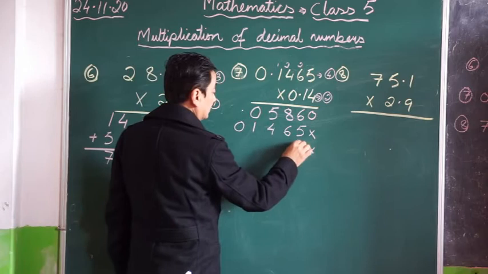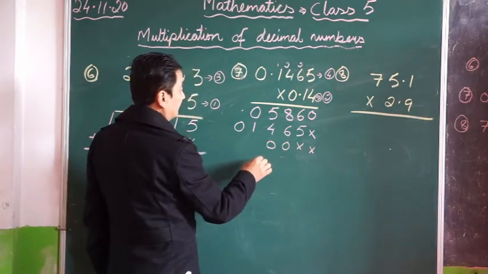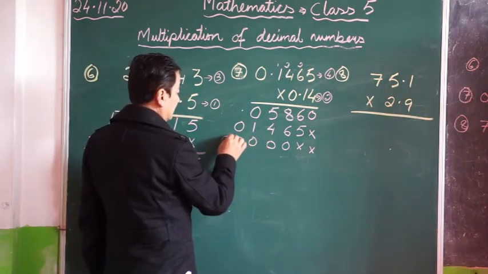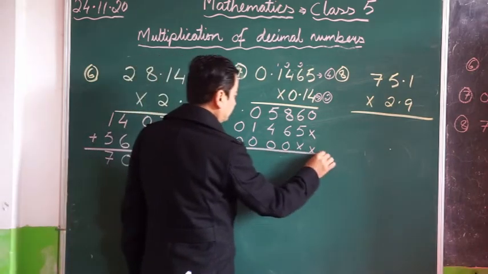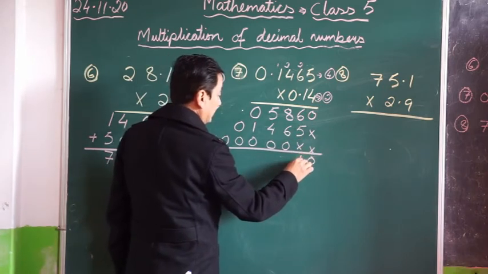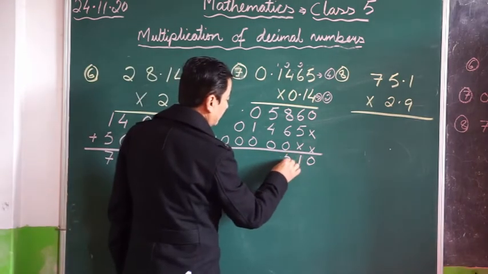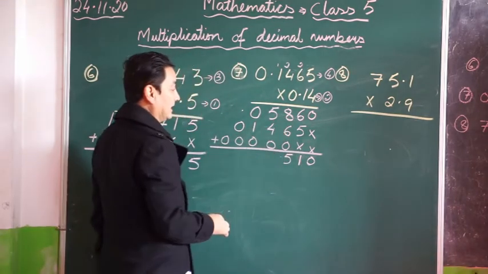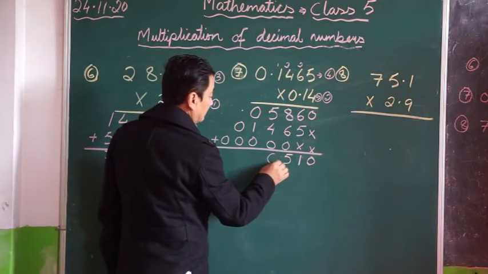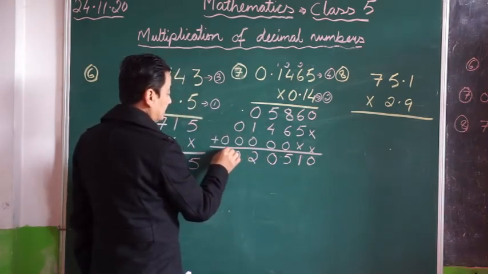Put 2 crosses. 0 5s are 0. 0 6s are 0. 0 4s are 0. 0 1s are 0. 0 zeros are 0 plus. Now we add. 0, 6 plus 5, 11, carry 1, bring down 1. 8 plus 6, 14 plus 1, 15, carry 1, bring down 5. 5 plus 4, 9, plus the carry number 10, carry 1, bring down 0. 1 plus 1, 2, then 0, then 0.